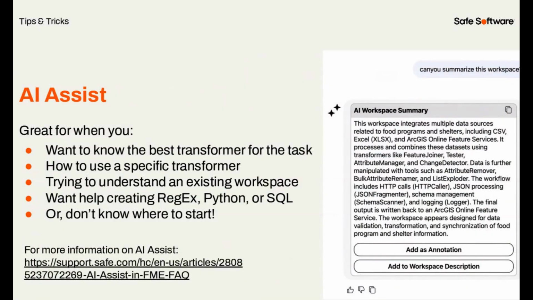Thanks, Kaylin. Yeah, I'll talk a bit about AI Assist. This is one of the features that I wanted to highlight as my tip. It is newly announced for 25.1. You can now chat naturally with AI Assist right inside the platform. It's gone beyond just generating regex, Python, or SQL. Now you can ask for the best transformer for your task, get help on how to use a specific transformer or feature, summarize and better understand an existing workspace, and even add it as an annotation or workspace description.